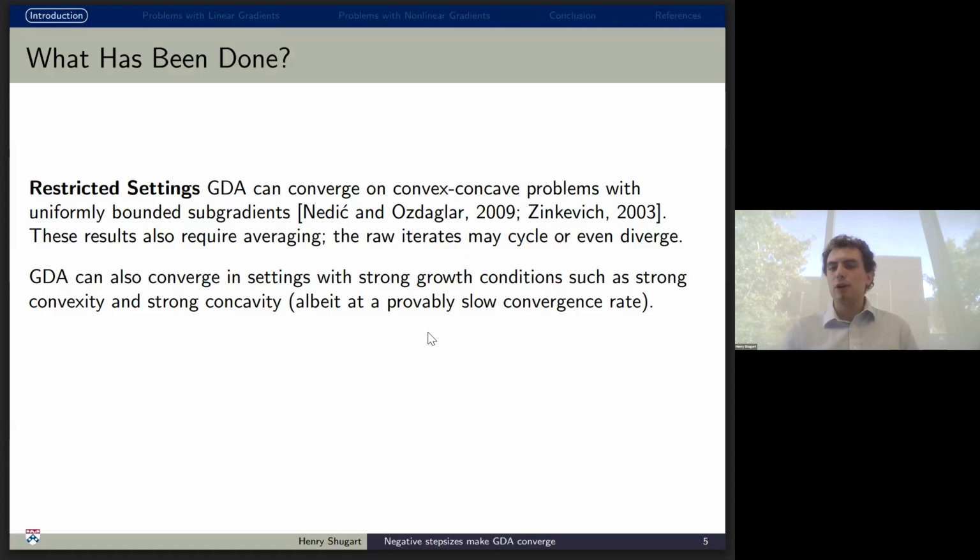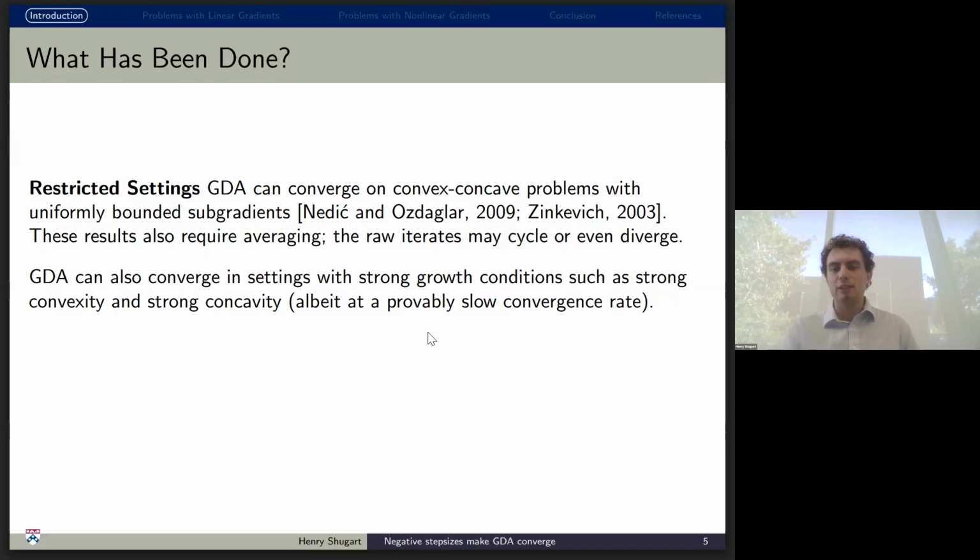GDA can also converge under strong growth conditions. So if the function f is not only convex in x and concave in y, but strongly convex in x and strongly concave in y, GDA can converge using small enough step sizes, although this is at a provably slow and suboptimal convergence rate on this problem class.